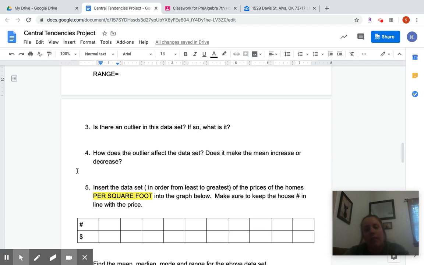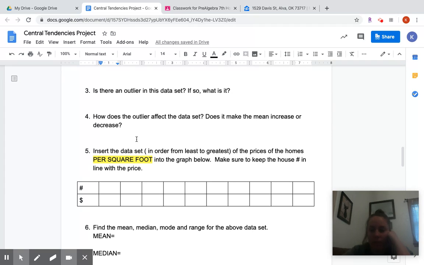How does the outlier affect the set? Remember, if an outlier is a lot higher, it makes the mean go up, right? If an outlier is a lot lower, it makes the mean go down. So just tell me what's happening to your mean. Does it increase or decrease based on the outlier that you have in your data? If there is no outlier, if you have all that are the same, which I would like for you to get a large price range, but if they're all the same, go ahead and say that there's no outlier.